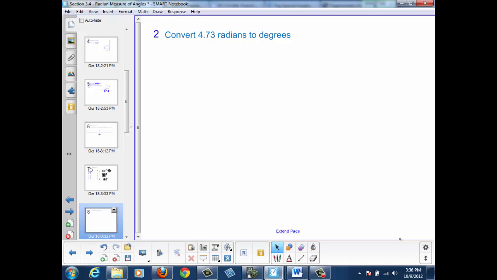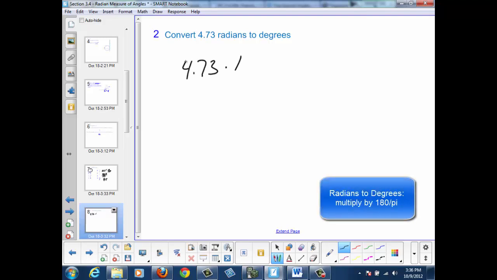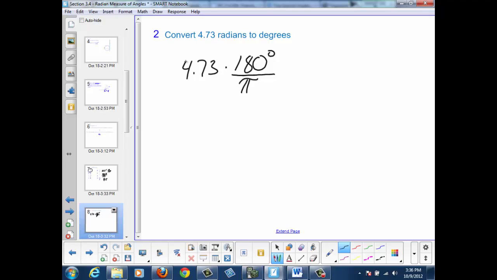Let's look at another example, only this time I want to go from radians to degrees. So I want to convert 4.73 radians to degrees. Here I would take 4.73 and multiply by my conversion factor, which in this case is 180 degrees over pi, because I want the radians to cancel out and end up with degrees.